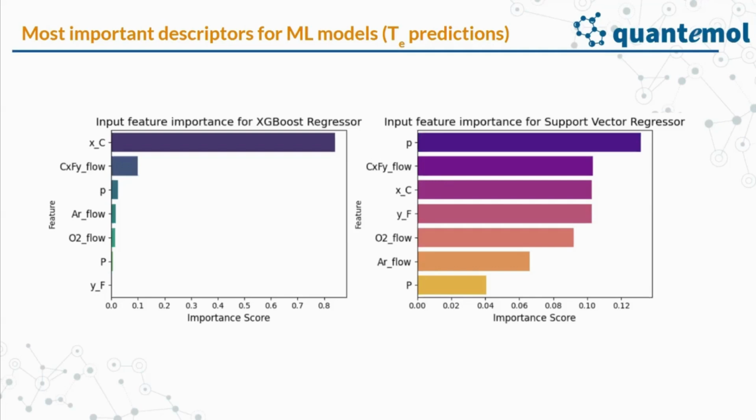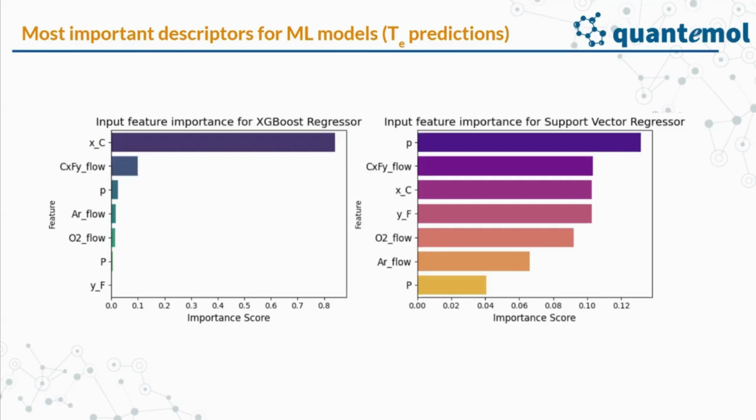Interestingly, for XGBoost the absolutely most important feature is the number of carbons in the fluorocarbon. So in our voting regressor, XGBoost basically helps to differentiate between the 2 fluorocarbons. As for the support vector regressor, the importance of features is more balanced. The most important input is pressure, followed by the flow rate of fluorocarbon and the elemental composition of fluorocarbon.